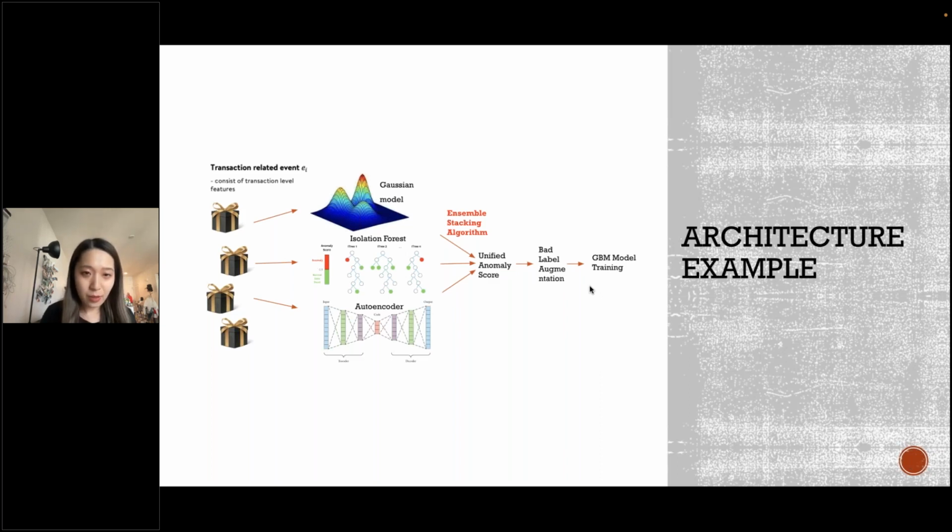And then I use the unified score to do label augmentation, to augment the existing labels and have more bad signals. I use both the old signals and the new signals from the system, and I train a final supervised model. In my case, it's a GBM-based model.